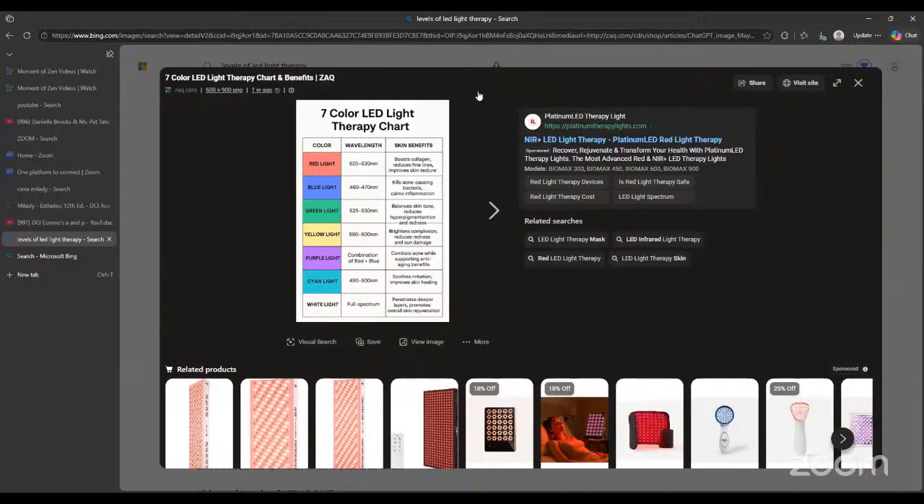So at the end of the day, the LED is going to be important to the esthetician. So that's something that we're going to build upon.